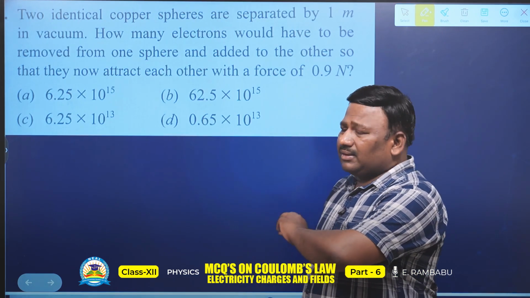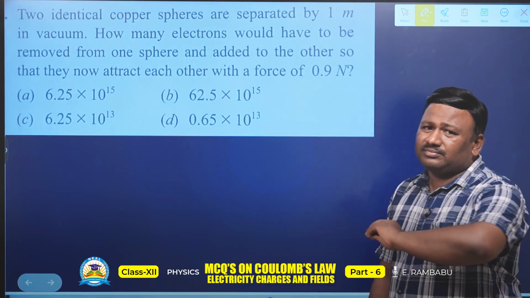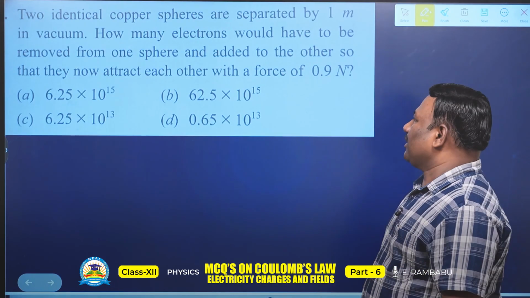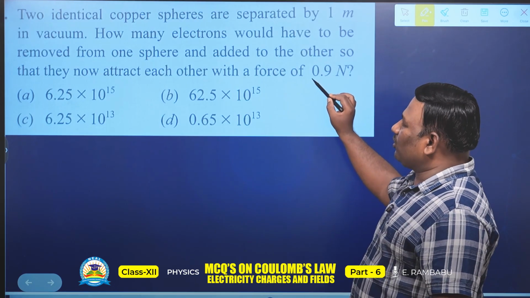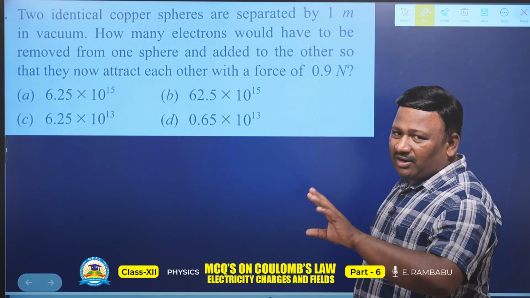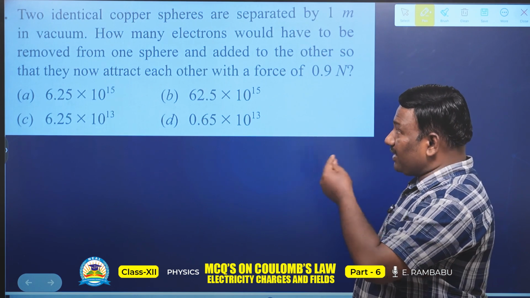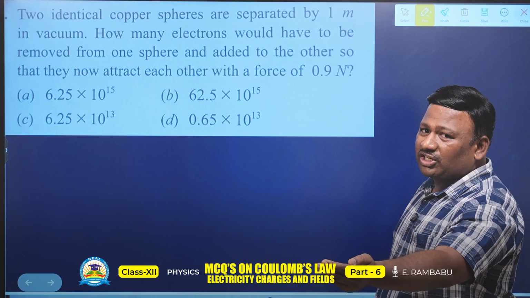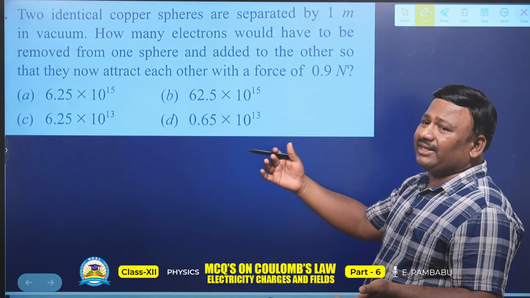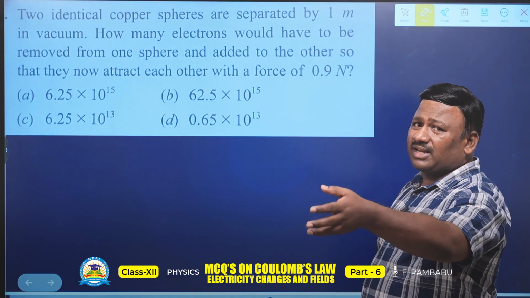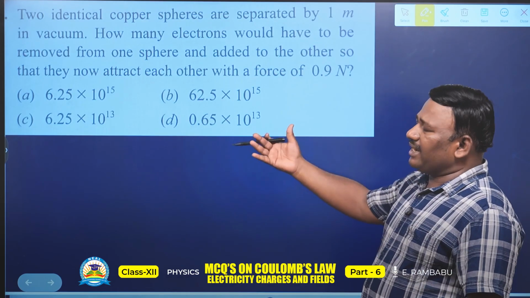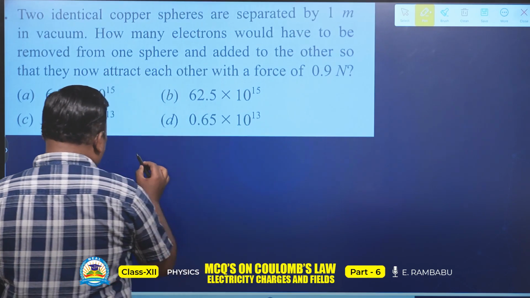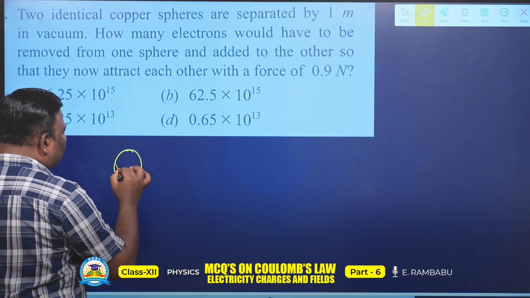In this given question, no new concept is there. You can go with the normal concept. What is the normal concept? There are two spheres. One sphere loses electrons, another sphere gains electrons. That means one sphere acquires charge plus q, the other sphere acquires charge minus q, because losing electrons makes it plus q, and gaining electrons makes it minus q. Then the charge on each sphere.